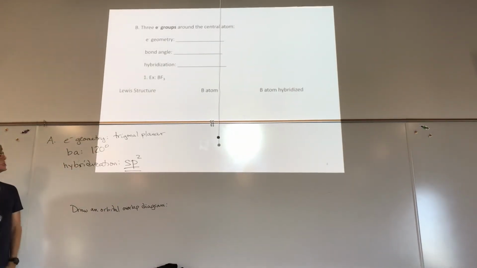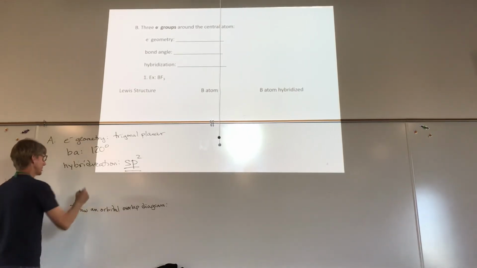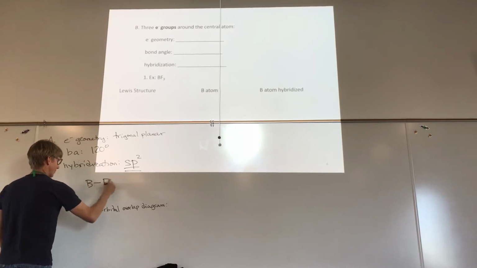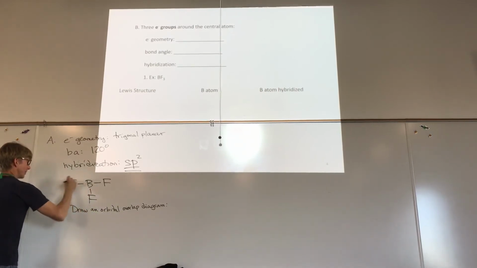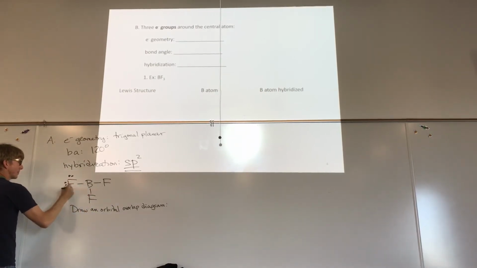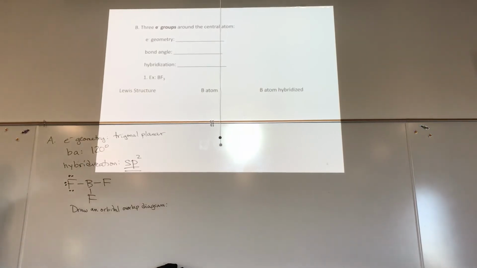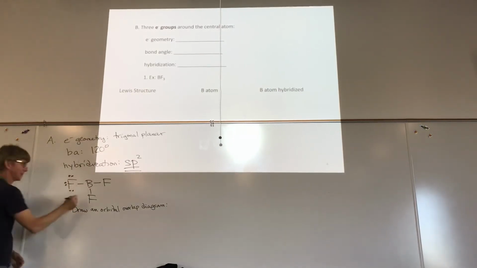The example we're going to do is BF3. Boron only wants 3 pairs of electrons. Fluorine wants an octet, so it will get its octet.